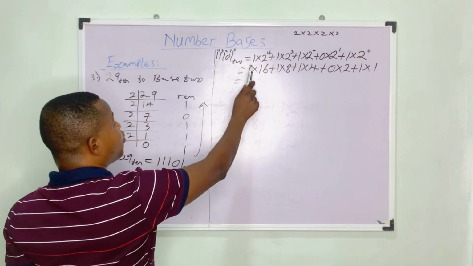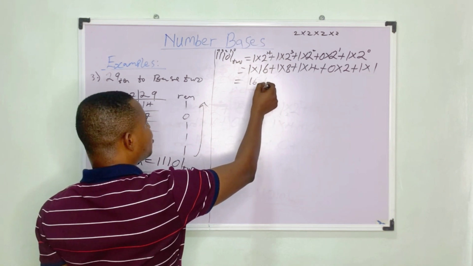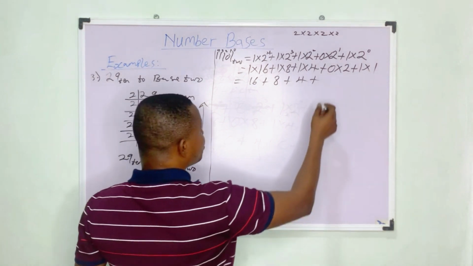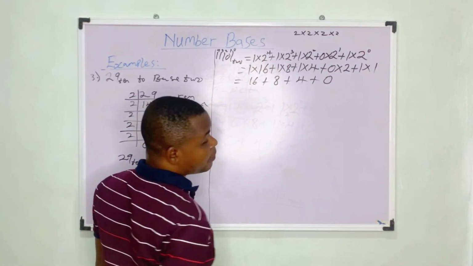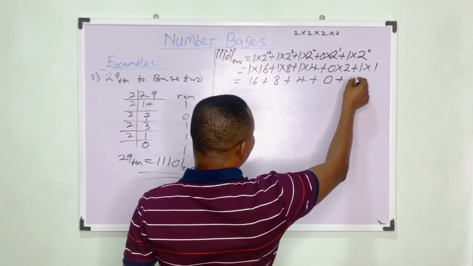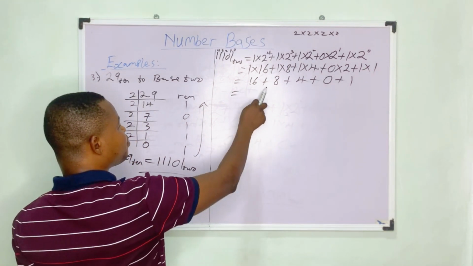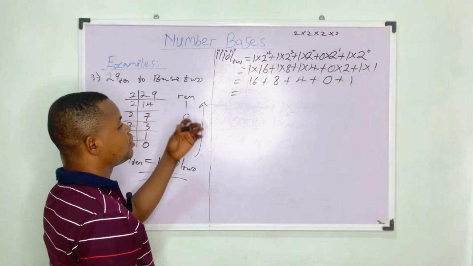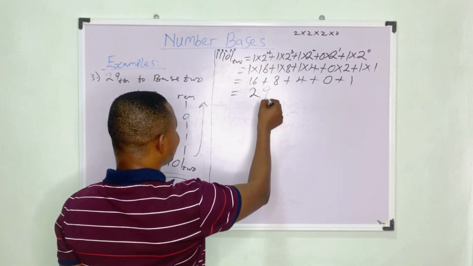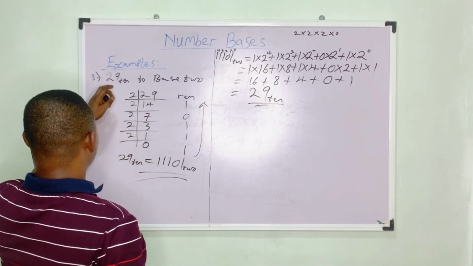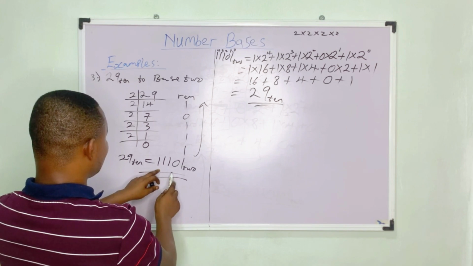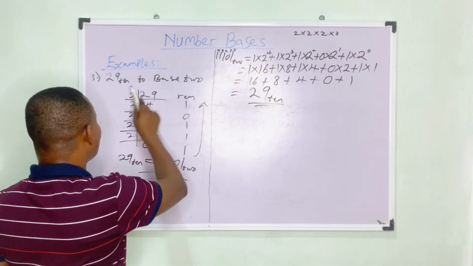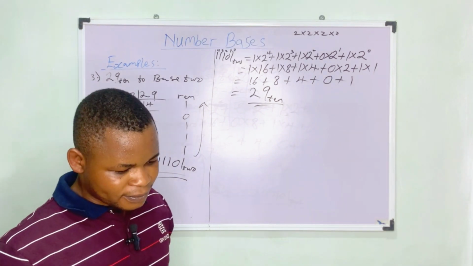So let's continue with the arithmetic. 1 times 16 will give us 16. Plus 1 times 8 will give us 8. Plus 1 times 4 will give us 4. Plus 0 times 2 will give us 0. Any number multiplied by 0 will give us 0. Then 1 times 1 will give us 1. Now let's do the arithmetic. 16 plus 8 will give us 24. 24 plus 4 will give us 28. And 28 plus 1 will give us 29 in base 10. You can see we converted 29 to base 2, we got this answer, and for clarity we decided to convert our result back to its original base, and we still get it right. So it is as simple as that.